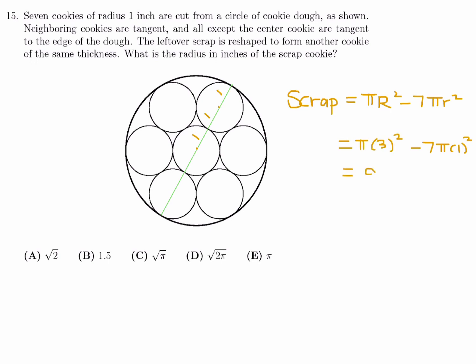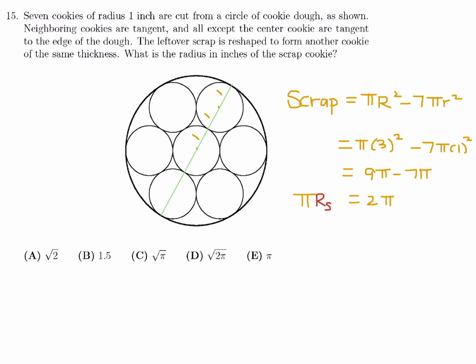So it's pi times 3 squared. So this is 9 pi minus 7 pi, and that is 2 pi. So 2 pi is basically the area of the scrap. Now once that is combined and then rolled out into the shape of a circle, it will be some pi r squared. We'll call it radius of the scrap, rs.